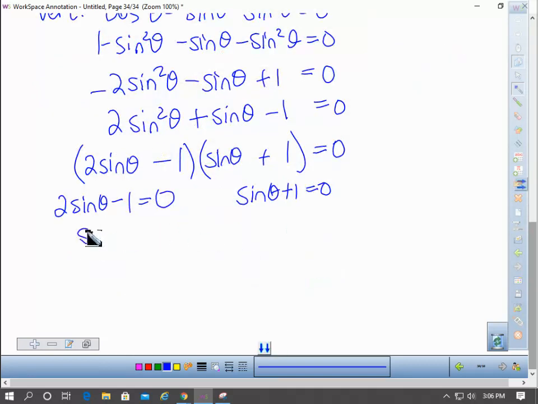All right, so on this one, sine is going to equal, move the 1 over, divide by 2, so that'll be 1/2. For this one, sine is going to equal, move the 1 over, -1. So now I'm just solving these two problems.